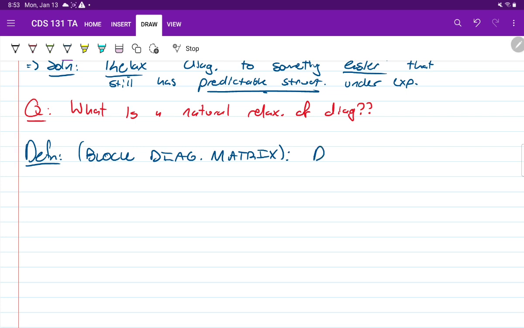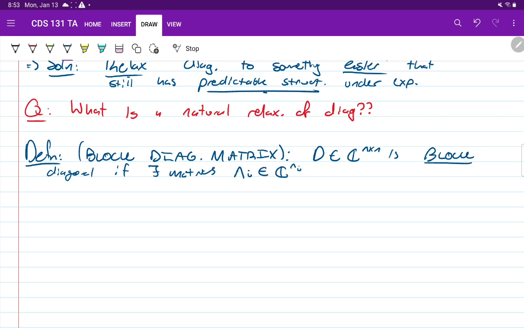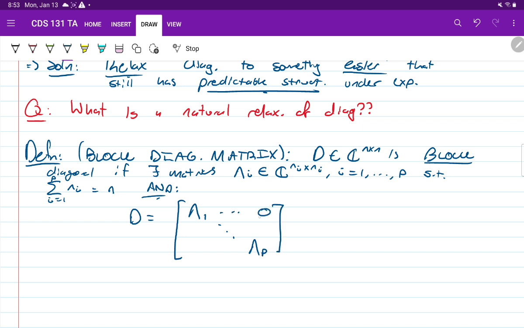So what we say is that a matrix D in C^(n by n) is block diagonal if there exist matrices lambda_i in C^(n_i by n_i), where i goes from 1 up until some number p, such that all of these dimensions n_1 through n_p sum up to the total dimension of our space, and what we have is D equals lambda_1 through lambda_p, with zeros everywhere else.